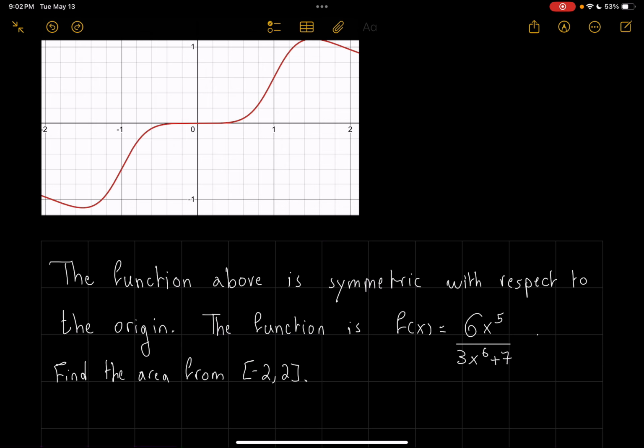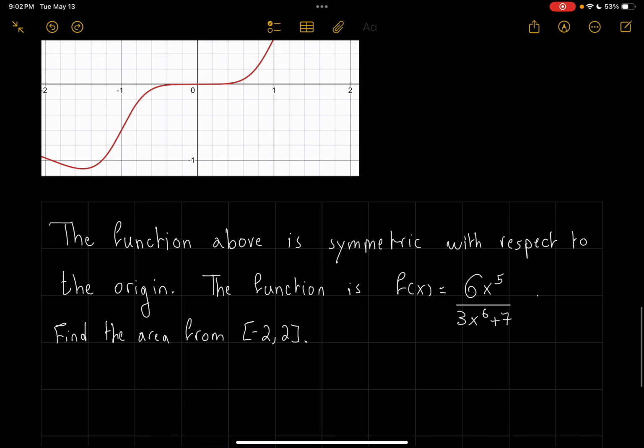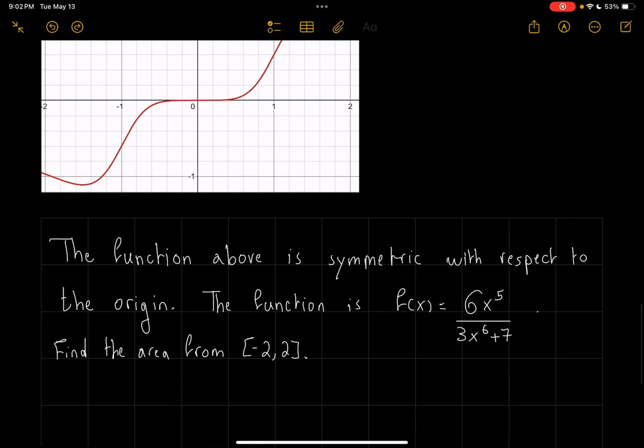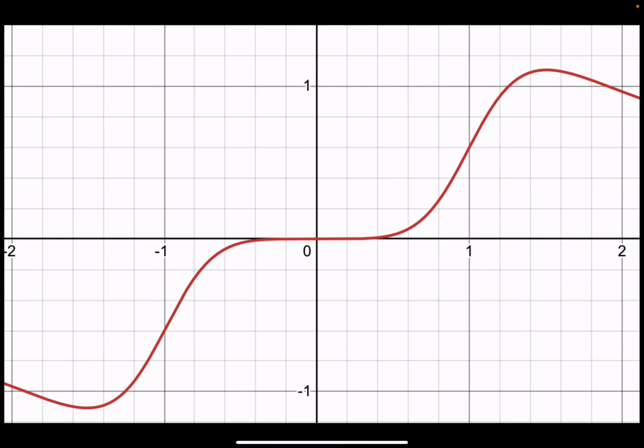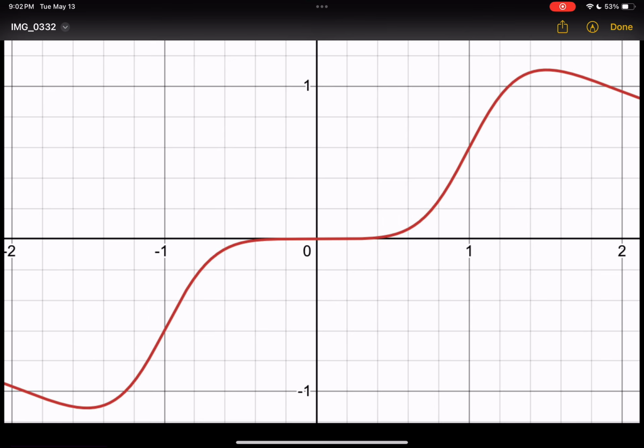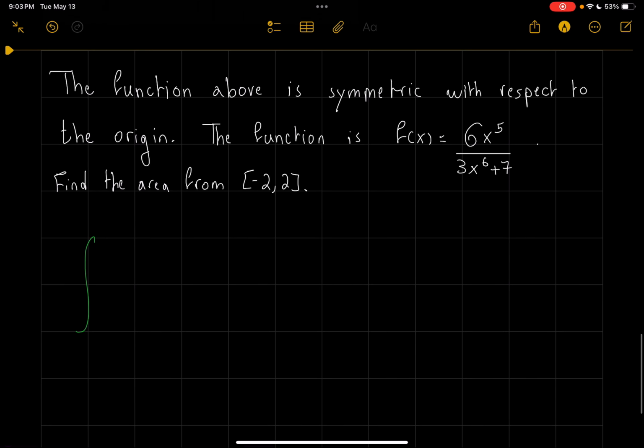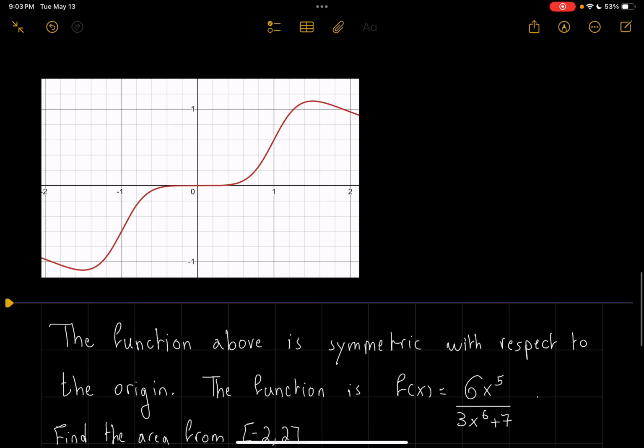This is basically what it means because it's symmetric. So the function is f of x equals 6x^5 over 3x^6 plus 7. Find the area from -2 all the way till 2. So in this case, we've got to find the integration from -2 to 2 of 6x^5 over 3x^6 plus 7 dx. But here's the thing, before we do this integration, stay with me a little bit.